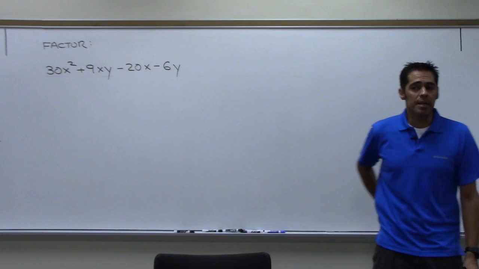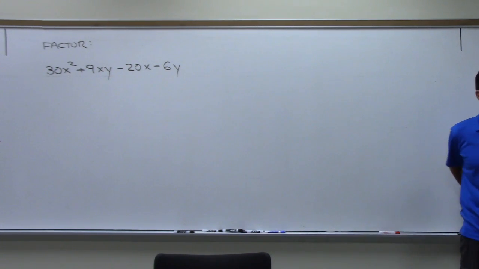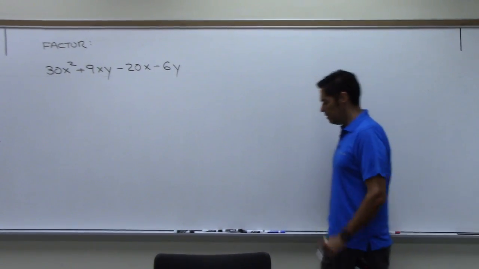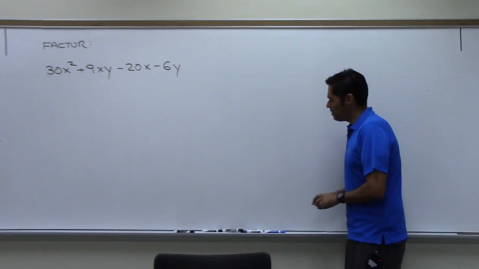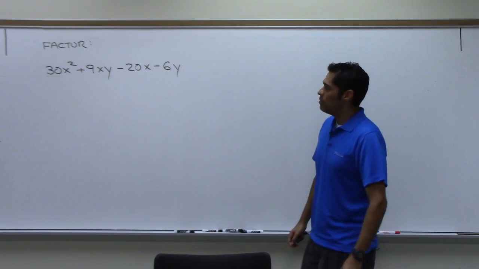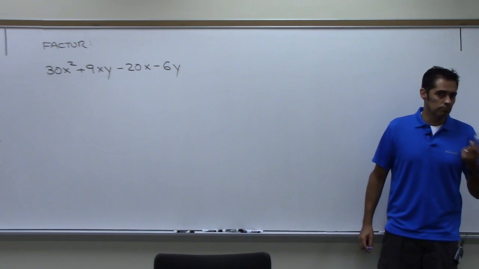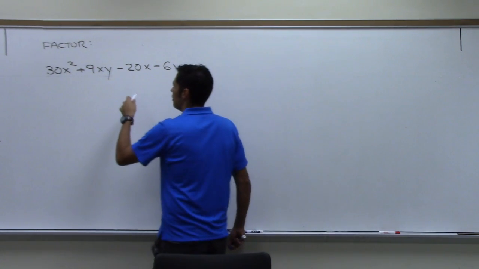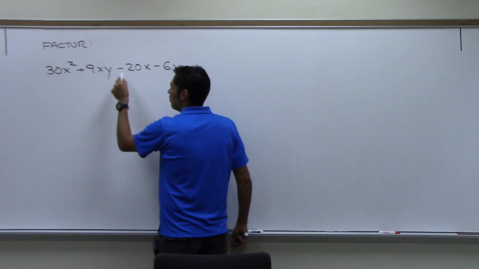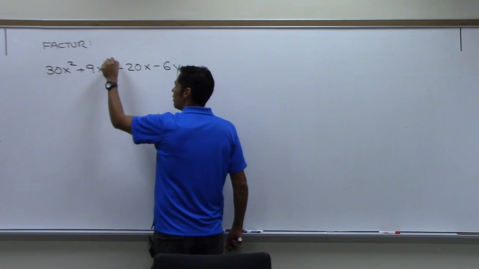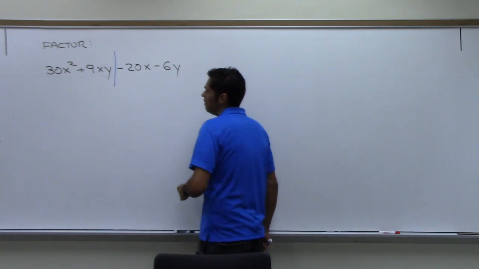I put "try" there because grouping does not always work. Sometimes it fails, but for this class, it'll most of the time work, all right? So how did we do the grouping last time? What was it? Cut it in half, right? Where do I do that? Before the subtraction, right after the last variable or number right here. Slash that thing in half.